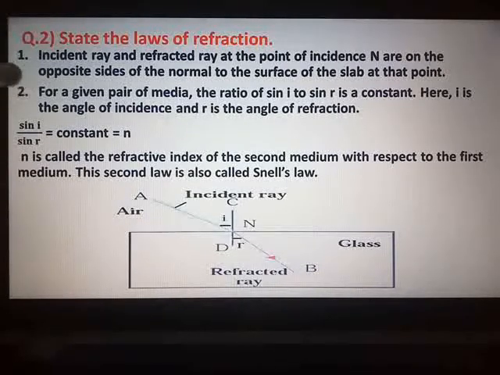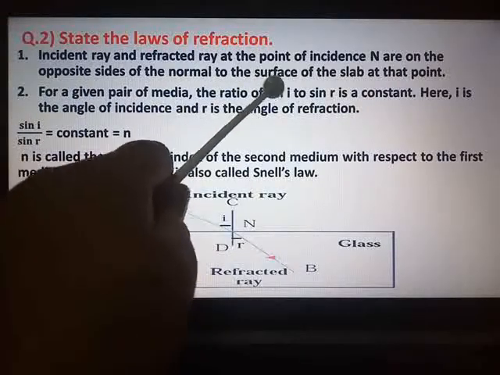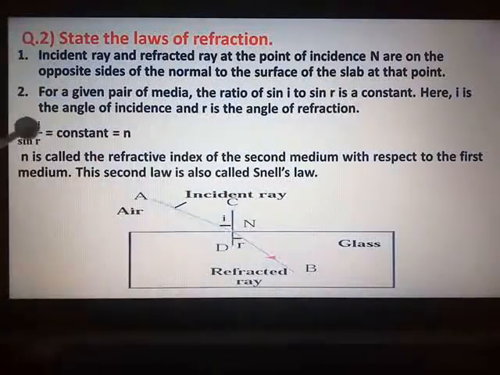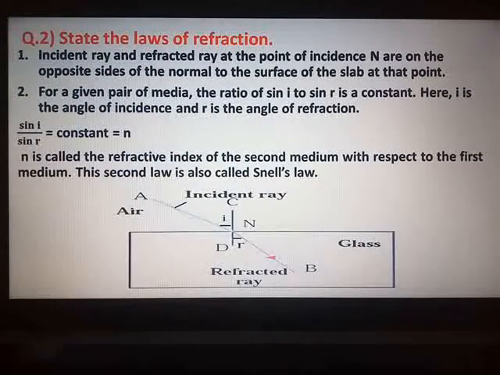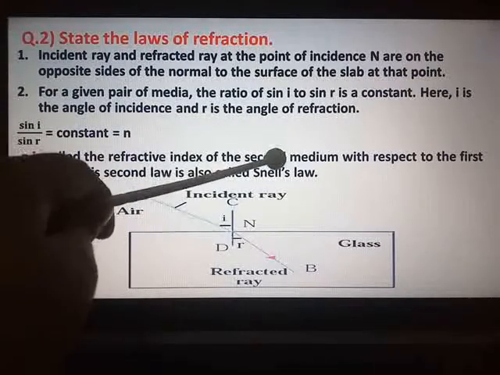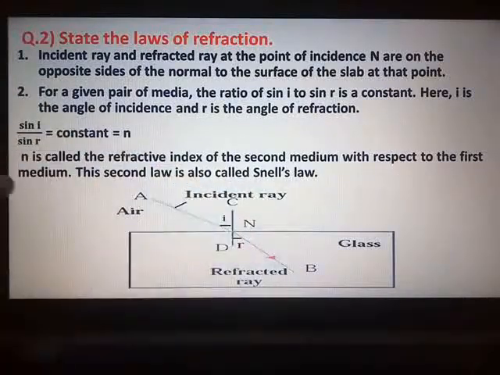Point number 2, continue marking. For a given pair of media, the ratio of sin I to sin R is a constant. Here I is the angle of incidence, R is the angle of refraction. So sin I upon sin R, this you will get in the green colored block on page number 74. See, just below the laws you have the green colored block. There you will get sin I upon sin R is equal to constant, that is equal to N. N is called the refractive index of the second medium with respect to the first medium.